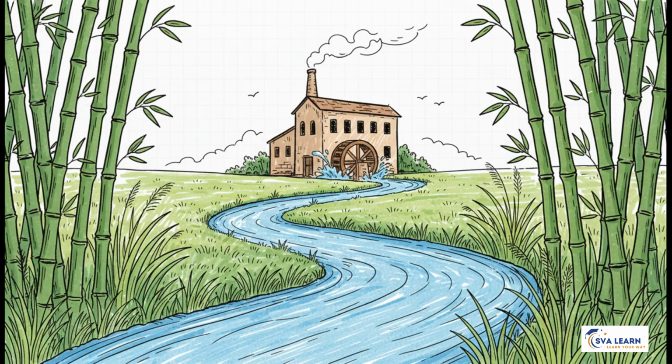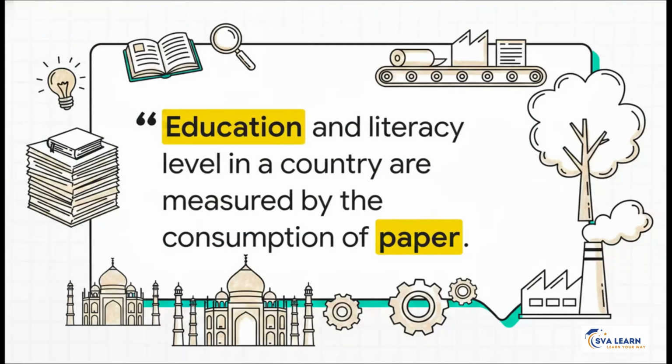West Bengal still holds the absolute majority of paper industries today. Actually, your textbook contains a really fascinating quote about this. It links the physical manufacturing of paper directly to the intellectual growth of the nation. It says the more paper a country consumes, the higher its estimated education and literacy levels. It's just a really cool, profound way to look at a forest-based industry, right?